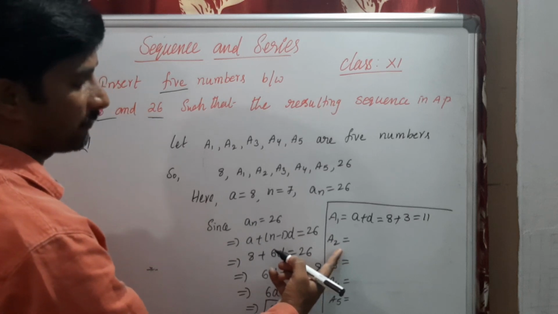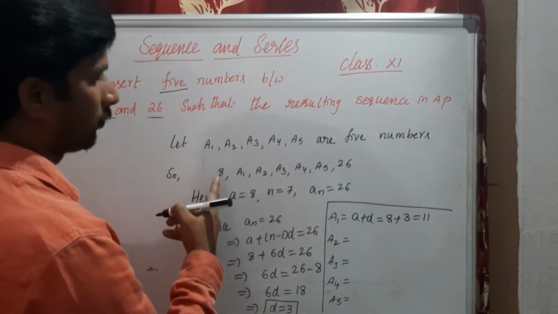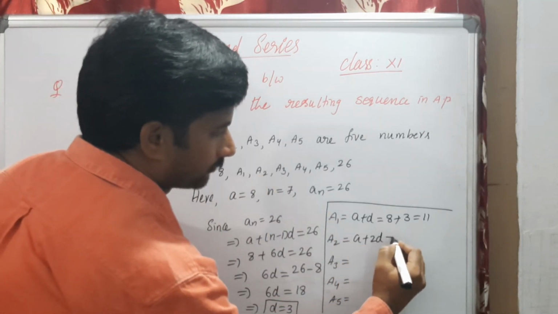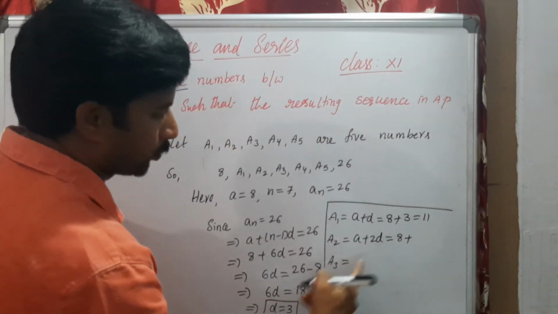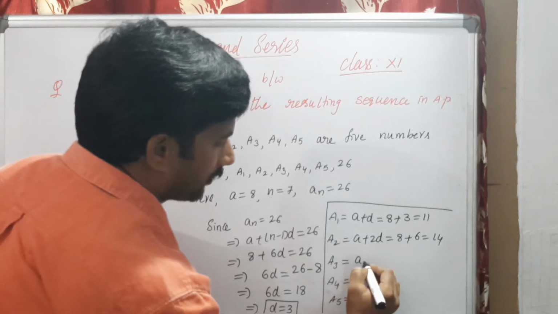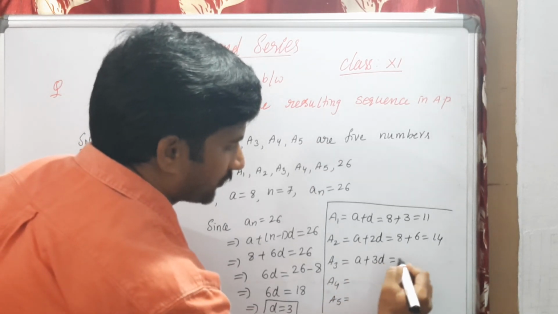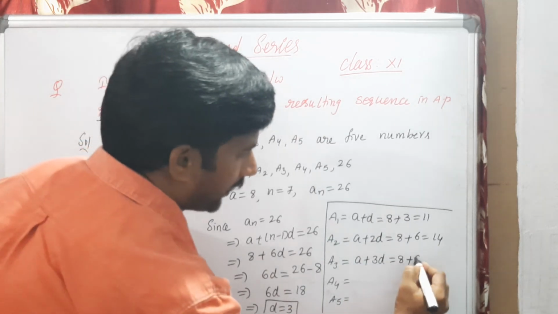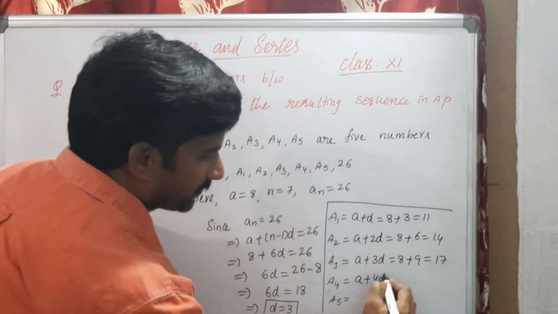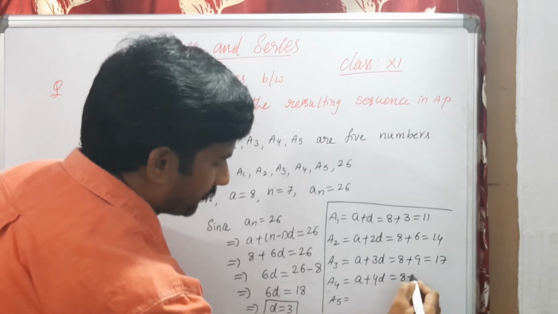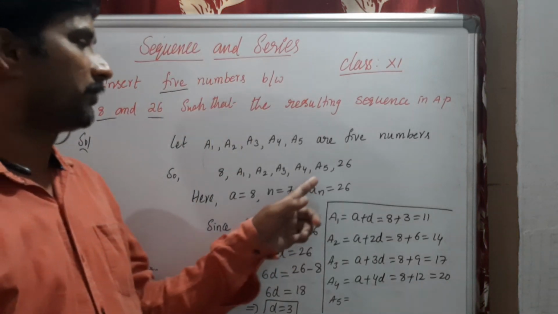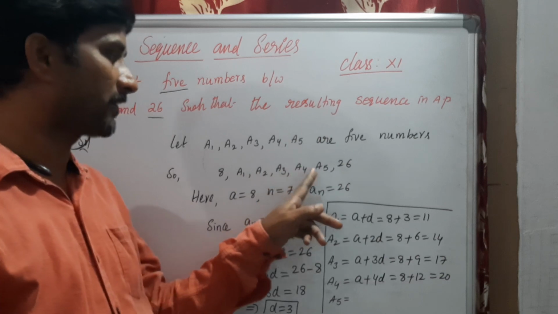A2 is the third term of AP: 1, 2, 3. A2 is the third term. So it is a plus 2d. So a is 8 plus 2 into d, d value 3, 2 into 3 is 6. That is equal to 14. A3 is nothing but the fourth term, that is a plus 3d. 8 plus 3 into 3 is 9. That is equal to 17. Similarly A4 equal to a plus 4d. Then 8 plus 4 into 3 is 12. That is equal to 20.